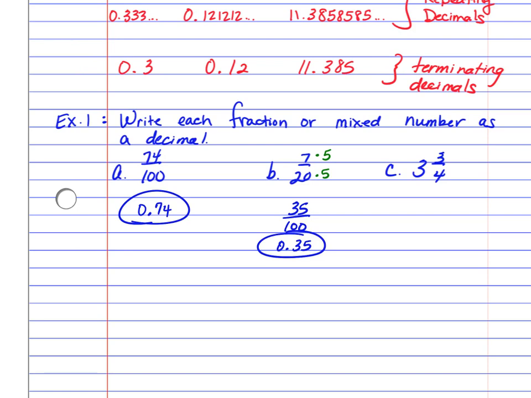The next one, we could do the same thing, or we could think of money, 3/4 of a dollar. So this would be times 25 and times 25. And notice that the 3 is the whole number, so this is going to be 3. Let's see, 3 times 25 is 75, 4 times 25 is 100, and so that would be 3.75. So your first step is to see, can you get the denominator to be 100, which is going to make turning that into a decimal much easier.